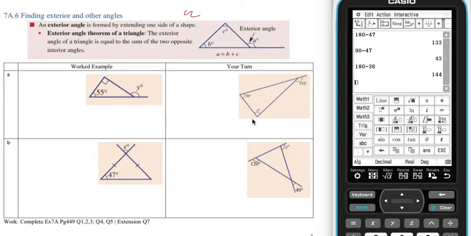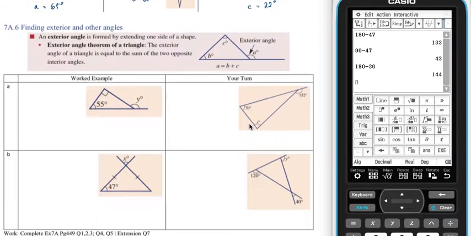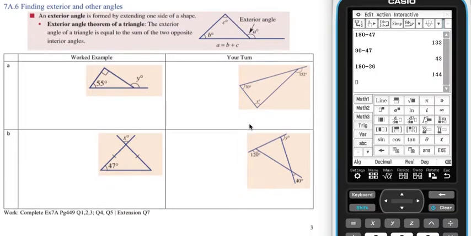So the next and last video in exercise 7A is finding exterior angles and finding other angles, okay? So this is probably the trickiest little part of this exercise. I much prefer myself doing these ones. I really like these kinds of problems, finding unknown angles. But in this case, we're going to be finding exterior angles using the exterior angle theorem.